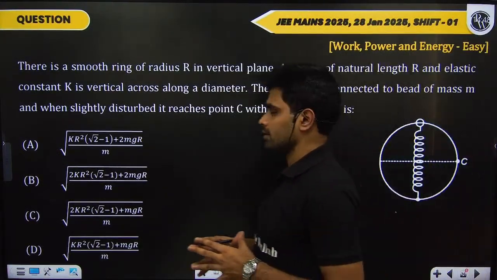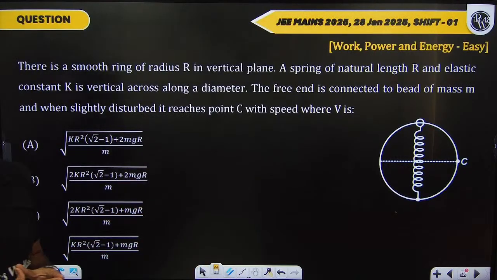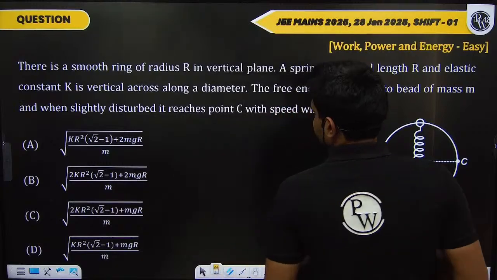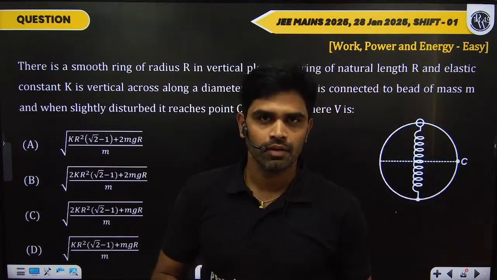Next. This is slightly lengthy question, but still straightforward. They are saying there is a ring of mass m here. It is connected to a spring. Natural length is r. They are disturbing it. It reaches c. Asking what is its velocity?